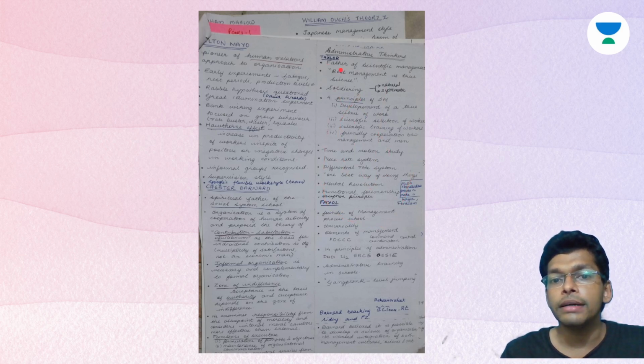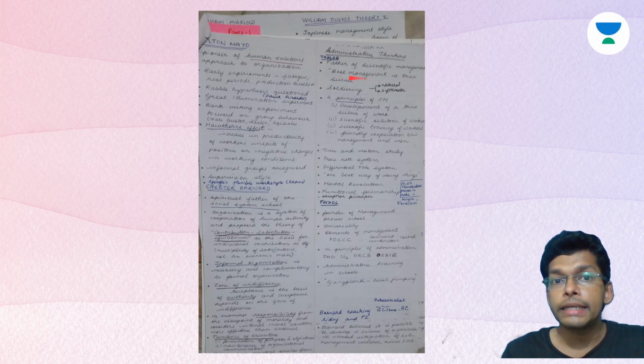So here you can see Taylor. He is the father of scientific management. These are the keywords which I'll be writing in the actual examination. So I make a note of only the main keywords which I'll actually be using in the examination. This is why I emphasize on using keywords. Here you can see scientific management.